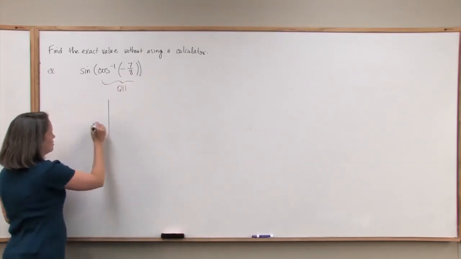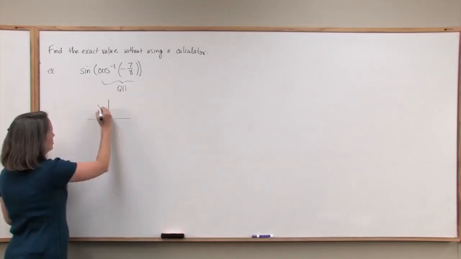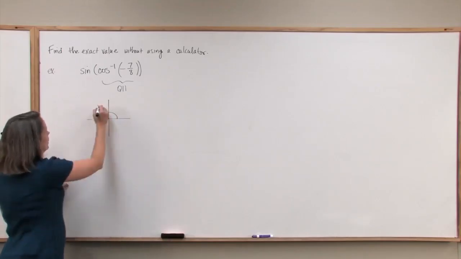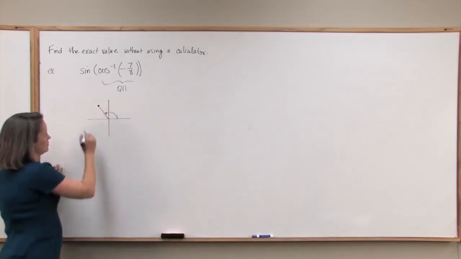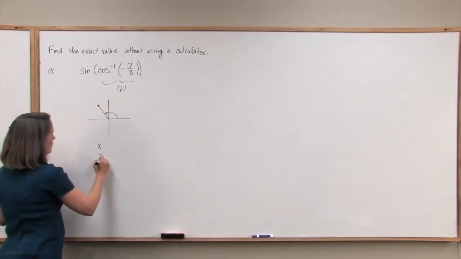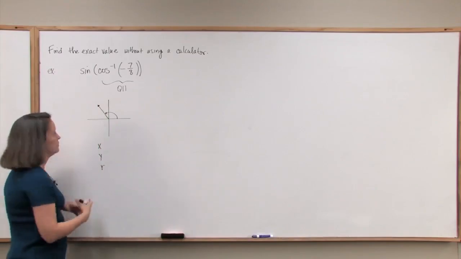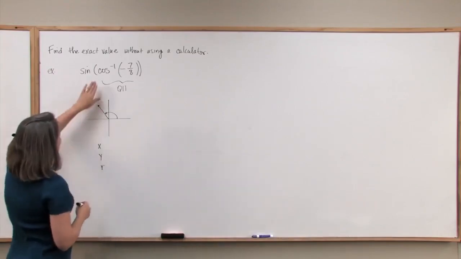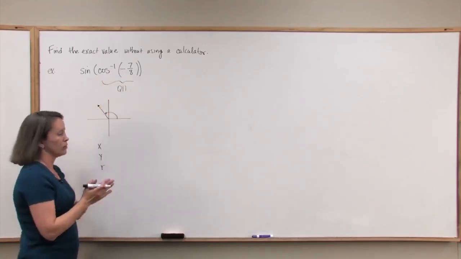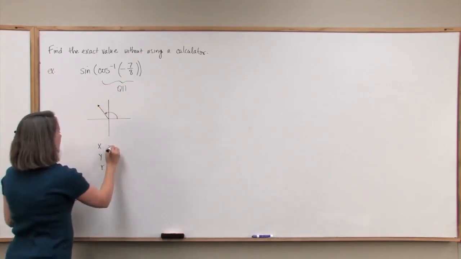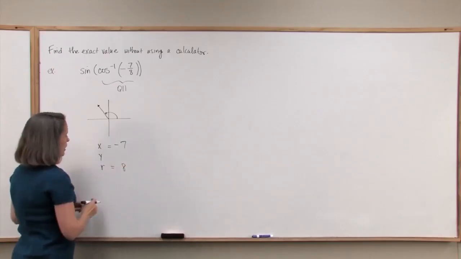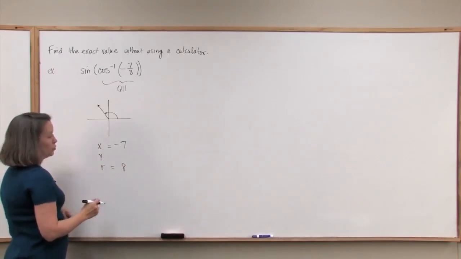So we're going to sketch the angle in quadrant 2. The terminal side lies here. And we're going to label a point on the terminal side of the angle, and write down the x, the y, and the r that correspond to our picture. Since we're given the cosine of the angle is negative 7/8 and cosine is x over r, we know that x is negative 7. R has to be positive, so it's just 8. And we'll need to find y.